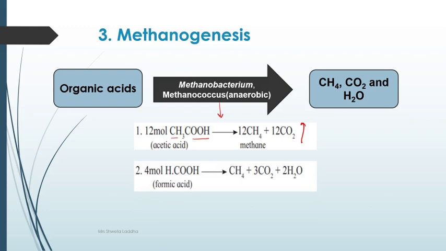Or formic acid, HCOOH, is again converted to methane and carbon dioxide gases, and water is formed. And carbon dioxide and hydrogen again combine together to form methane. So basically the main gas, about 60%, is methane, and a little bit, 30 to 40%, is carbon dioxide, and then traces of other gases. So the third step, methanogenesis, is the conversion of organic acids, acetic acid, formic acid, into gases.